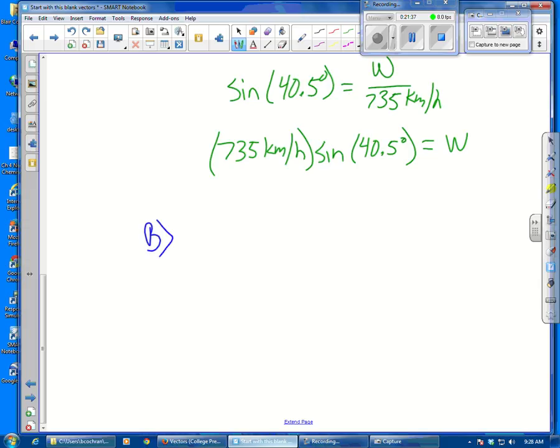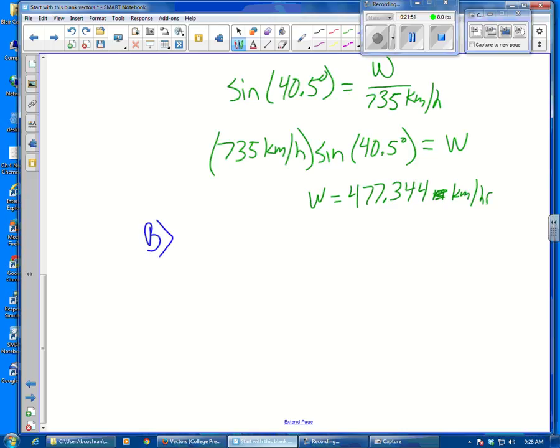So I get for my west here 477.344 kilometers per hour. And now I know that to the west it's moving at 477. Let's say it's moving at 500 to the west. How far is it going to go in 1 hour? How far west is it going to go in 1 hour?